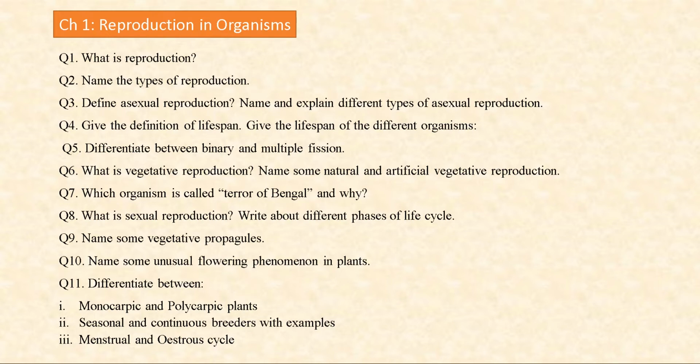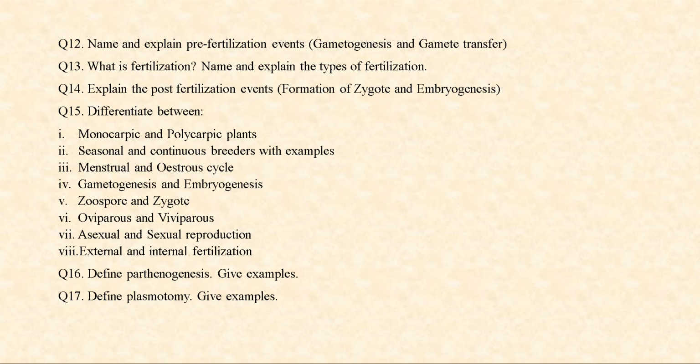Name some vegetative propagules, that means the structures which help in vegetative reproduction. Then some unusual flowering phenomena in plants. Then you also need to read about the differences like monocarpic and polycarpic plants, seasonal and continuous breeders with examples. Then menstrual and estrous cycle.